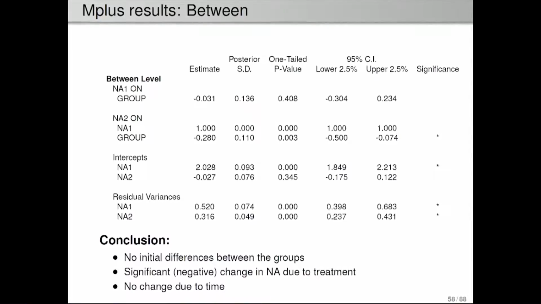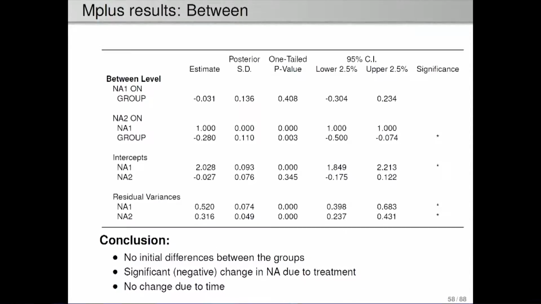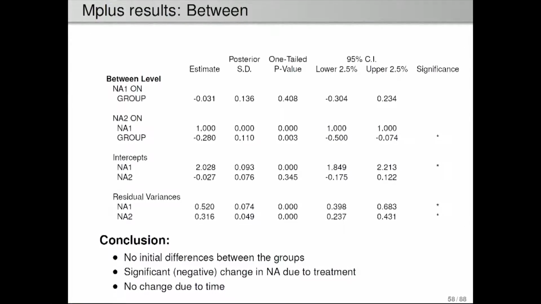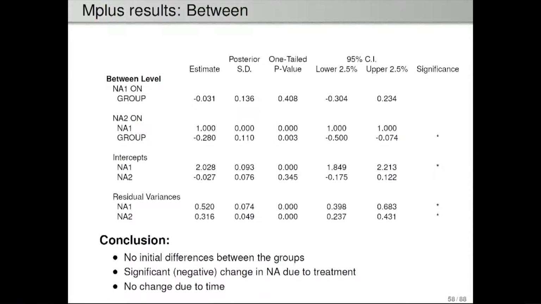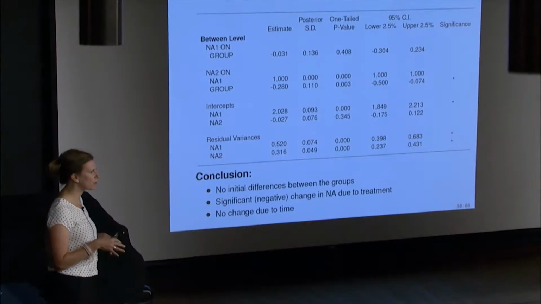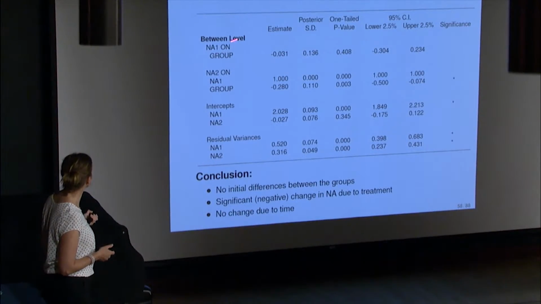At the between-person level, we see NA1 on group. So this is the mean of negative affect during the first phase regressed on group. That's where we expect to find a 0 coefficient, because otherwise random assignment would not have been correct, right? So we don't expect differences here.